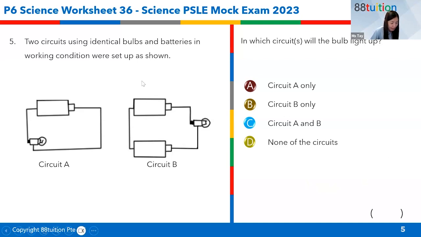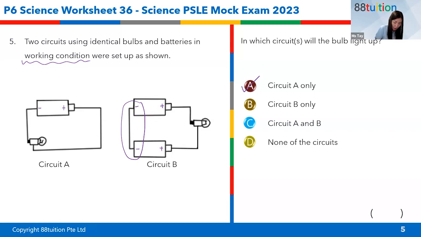You're welcome. Okay, now 2 circuits using identical bulbs and batteries in working condition were set up as shown. Which circuits will the bulb light up? Okay, so take note, this one definitely will light up, right? But circuit B, can you see this part here? The negative terminal is connected to the negative terminal. So the electric current will be cancelled out, isn't it? We actually explored this before. Similar question. So B will not light up. Answer is only A.